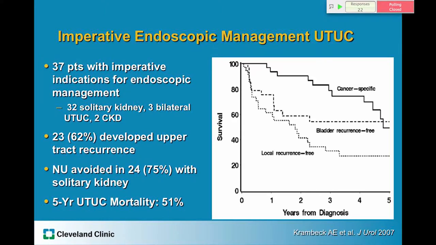What about patients who had imperative indications for endoscopic management? This study looked at 37 patients with imperative indications for endoscopic management. 32 had solitary kidneys, 3 had bilateral disease, and 2 had chronic kidney disease. Although 62% of patients developed upper tract recurrence, NephroU was avoided in 3/4 of patients with solitary kidneys, although the 5-year upper tract mortality rate was fairly high at 51%.